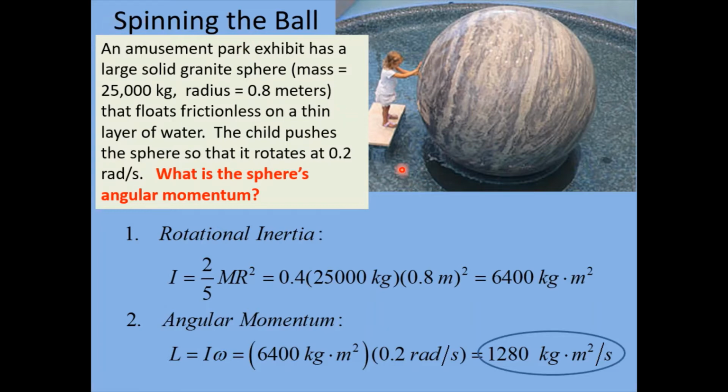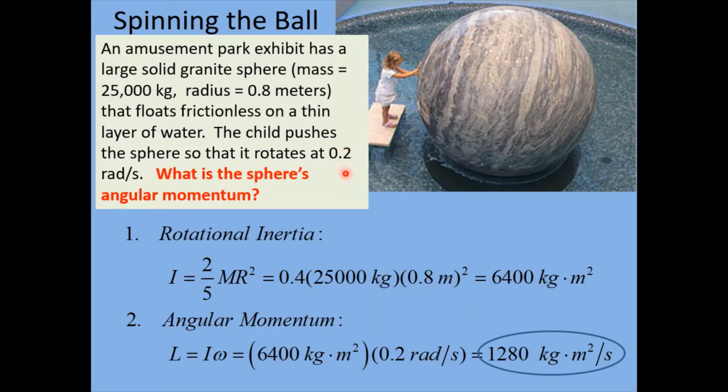So we saw a problem like this earlier in the course where we determined the torque and so forth of the child pushing on this floating giant granite sphere. So it's an amusement park exhibit, has a large solid granite sphere with a mass of 25,000 kilograms and a radius of 0.8 meters. It floats on a frictionless layer of thin water underneath here, so we can treat this as a frictionless problem. The child pushes the sphere so that it rotates at 0.2 radians per second. So in this problem, we're told what the angular velocity of the sphere is.